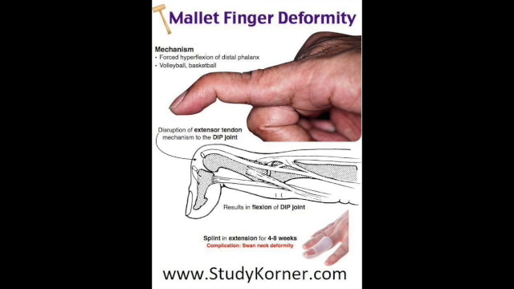Management, non-operative, uninterrupted extension splint of the DIP for 6 to 8 weeks. And remember, this must be uninterrupted extension, or else they risk having it fall into flexion and it never repairing at all. Also for management, closed reduction and percutaneous pinning if displaced mallet finger with subluxation, and operative ORIF if the closed reduction and percutaneous pinning cannot be done, or tendon reconstruction. But first line for mallet finger is that non-operative uninterrupted extension of the DIP for 6 to 8 weeks.